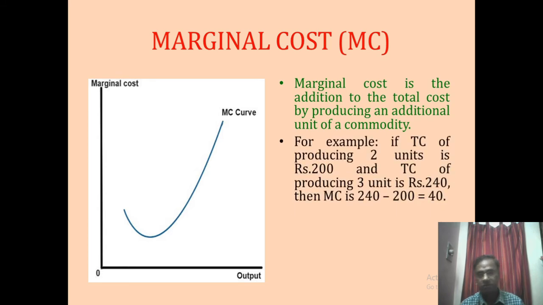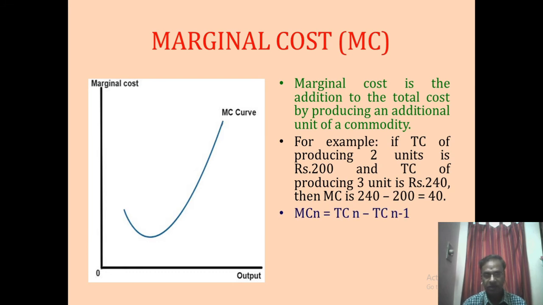Say, for example, when a producer produces 2 units of the commodity, the total cost is 200. When he increases to the 3rd unit, the total cost increases to 240. So the addition to the total cost, that is 200 to 240, which is 40, due to the production of one more unit, that is from 2 units to the 3rd unit, is known as MC. Addition to the total cost from the production of one more unit of the commodity is known as marginal cost.